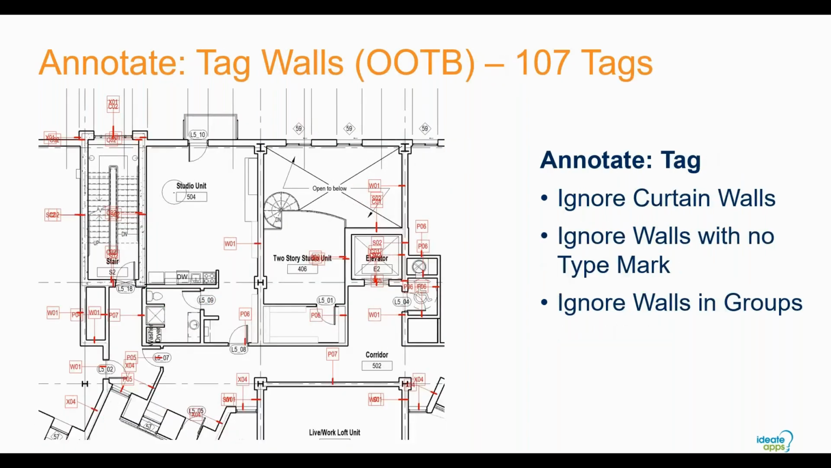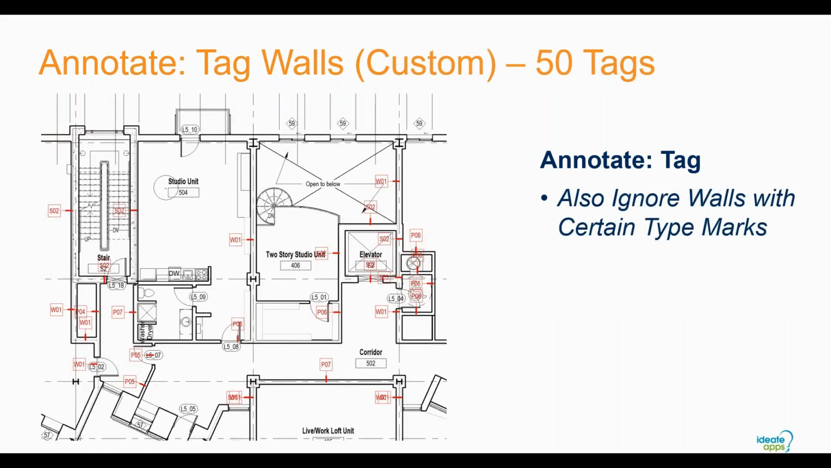If you use our out of the box tagging rule, you get a more filtered approach. So we're ignoring curtain walls, we're ignoring walls with no type marks, etc. And you can customize and build these rules to suit your own needs. And then just by tweaking it even further, or defining my rules even further, you can see that that's much more acceptable in terms of the tagging, the placement of the tagging.